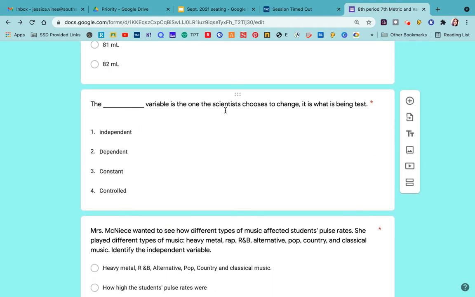The blank variable is the one that scientists choose to change. It's what's being tested. Independent, dependent, constant, or controlled.